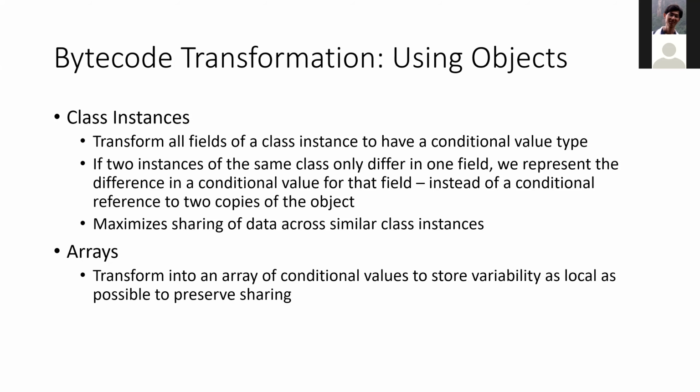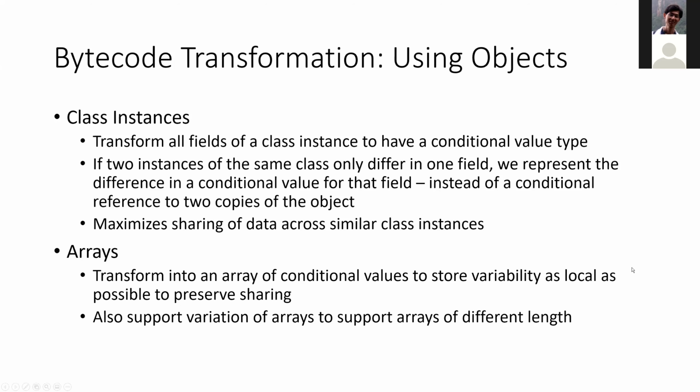And for arrays, they transform an array into an array of conditional values. But they also support variation of arrays to support arrays of different length. So for example, an object array is represented as such.